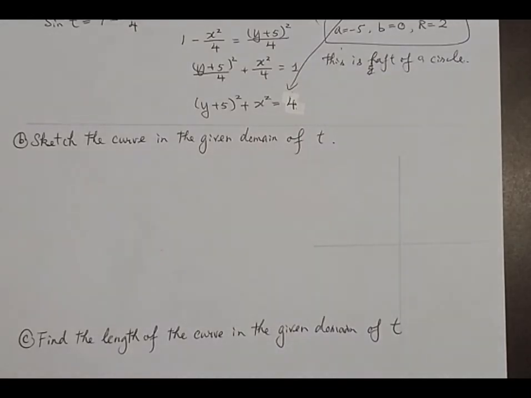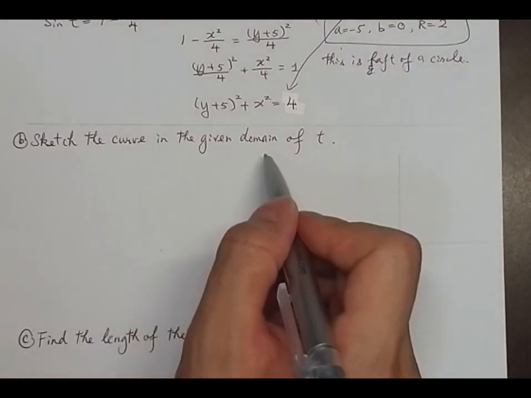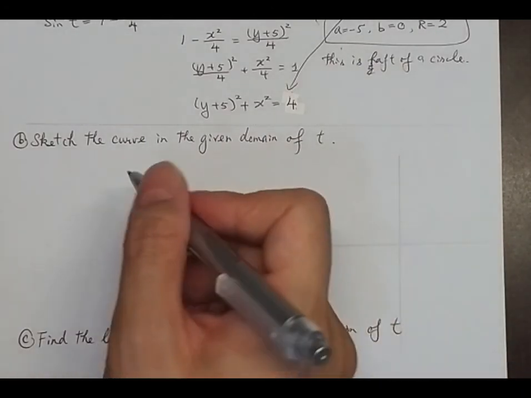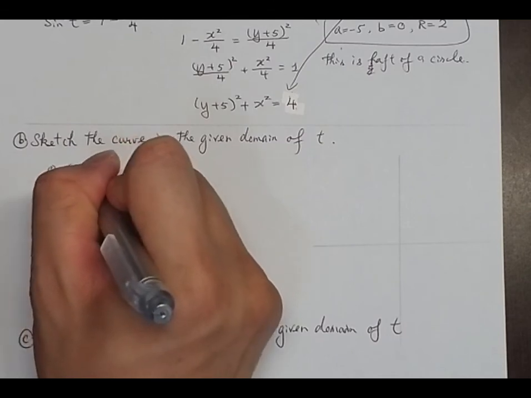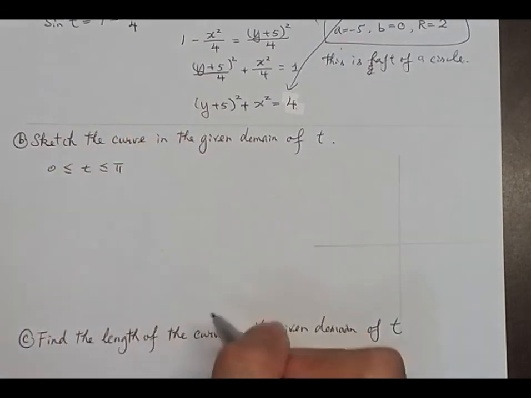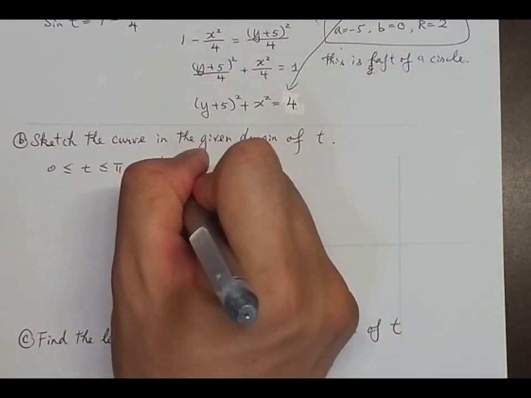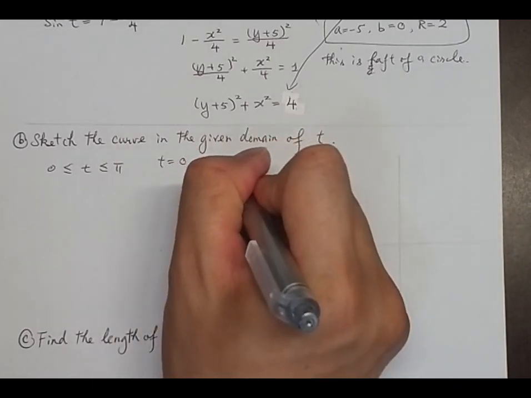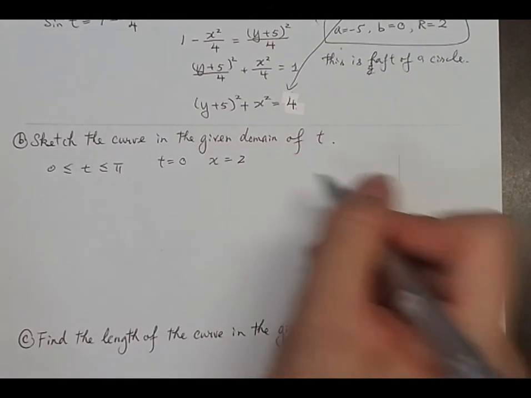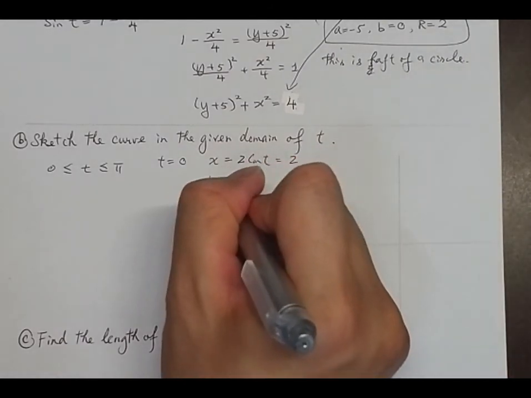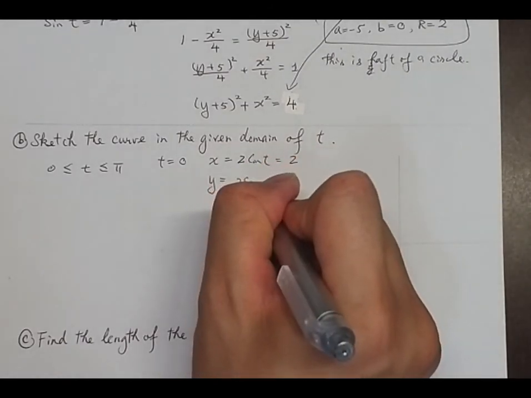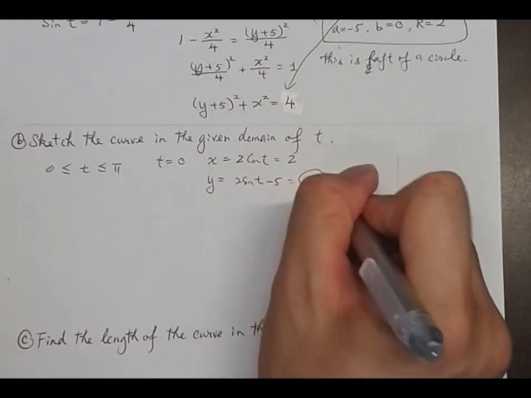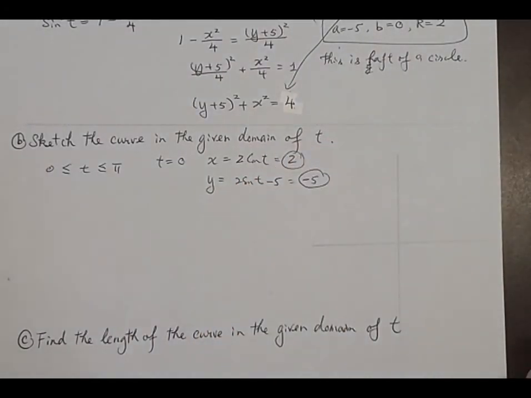And part B, sketch the curve in the given domain of t. In the given domain of t, that means t is from 0 to pi, not 2 pi. So when t is equal to 0, x is equal to 2 cosine 0, equal to 2, and y is equal to 2 sine t minus 5. So y is equal to minus 5. This is one of the points.